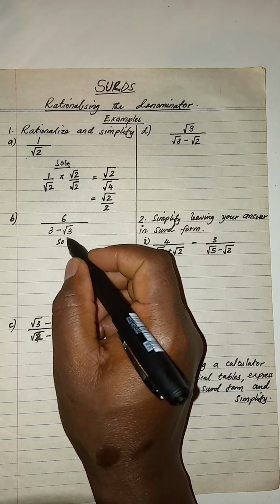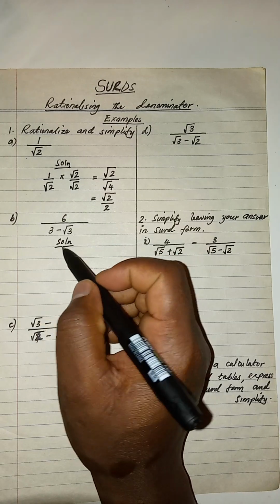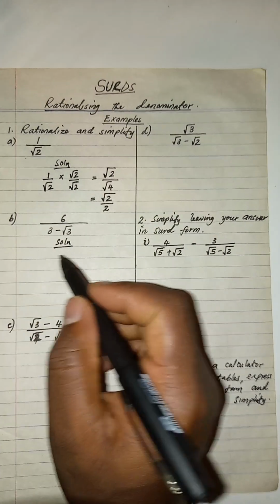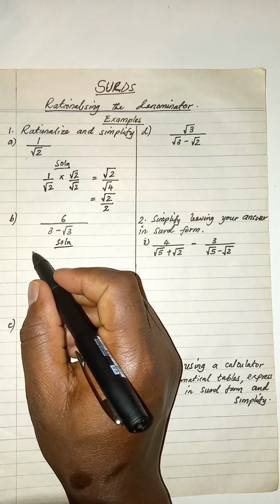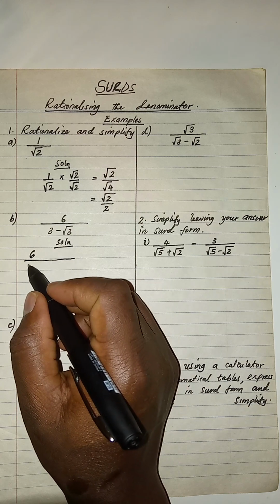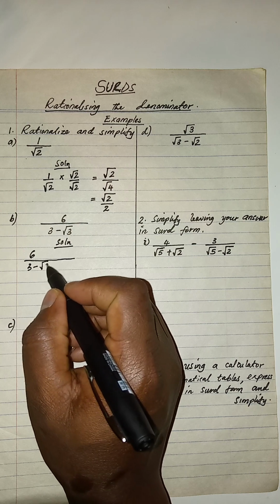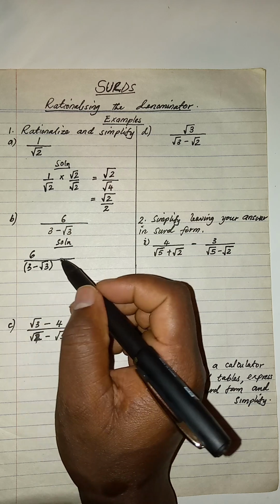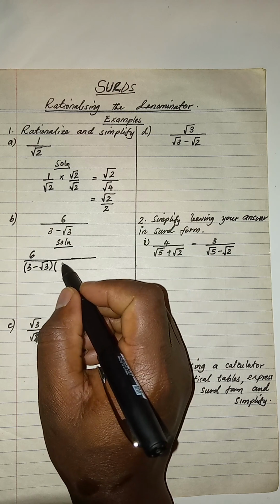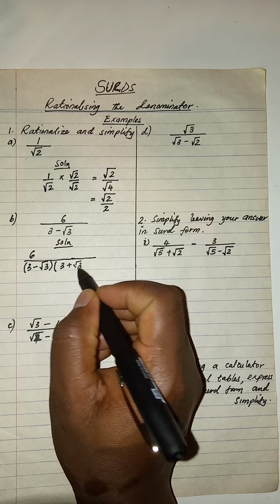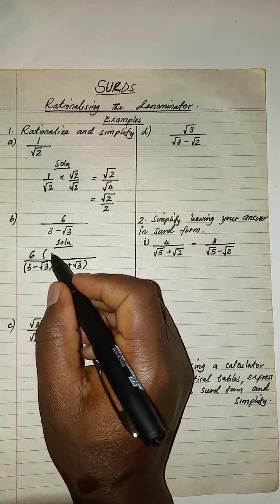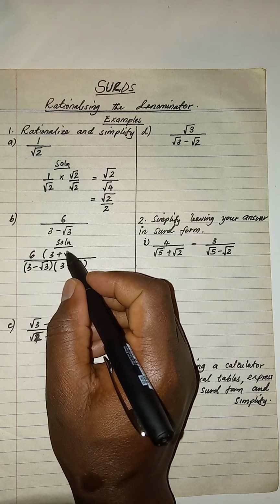B, we have 6 over 3 minus root 3. So we can rationalize the denominator by saying that this is 6 over 3 minus root 3. We multiply the numerator and denominator by the conjugate of the denominator, so the conjugate will be 3 plus root 3. We change the sign, that gives us the conjugate of the denominator in brackets, 3 plus root 3.